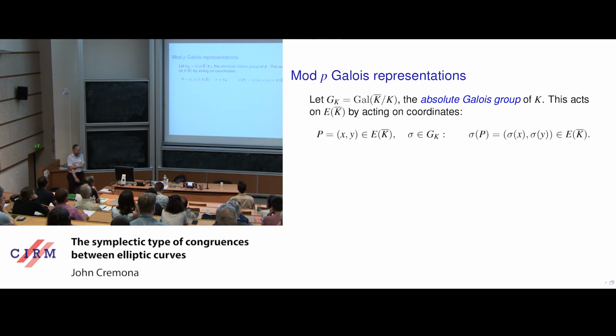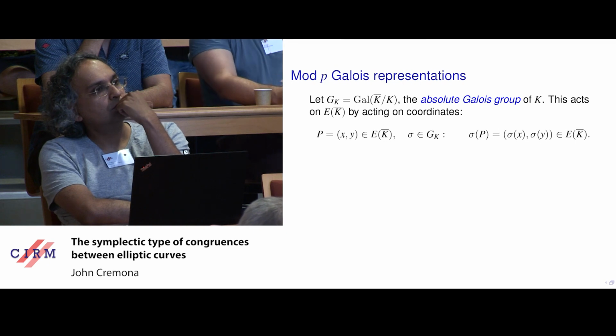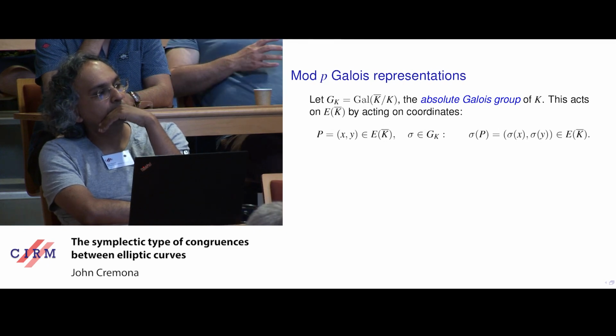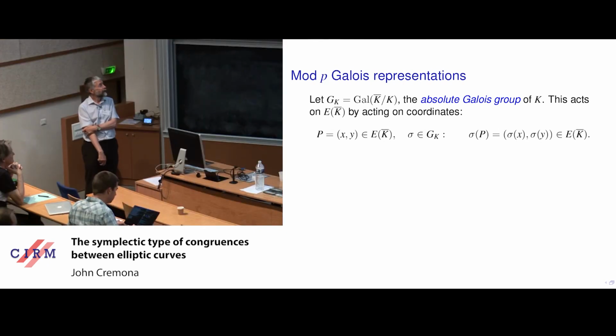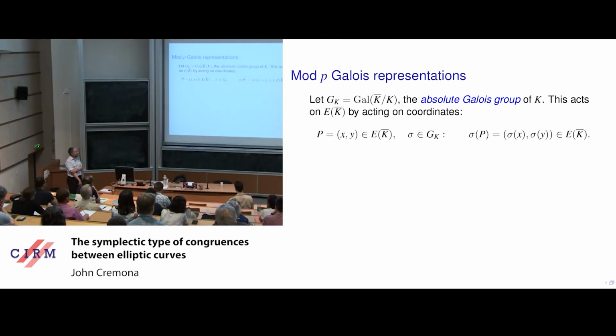So that's how these mod P Galois representations arise. We take GK to be the absolute Galois group of K. And so it acts on the points, because it fixes the coefficients of the curve. So if you apply a Galois automorphism to both coordinates of a point P, then you get another point on the curve.